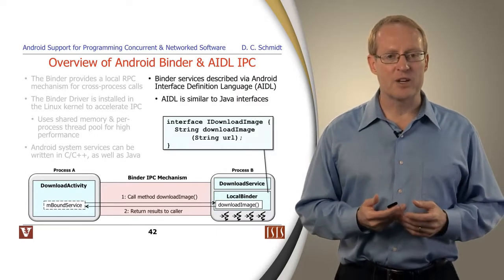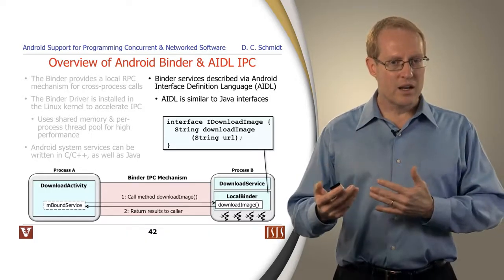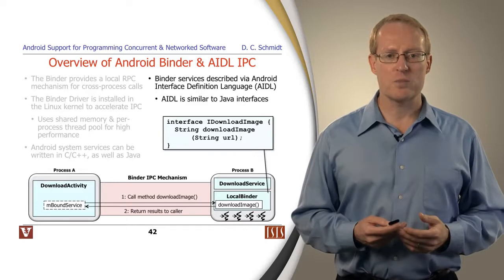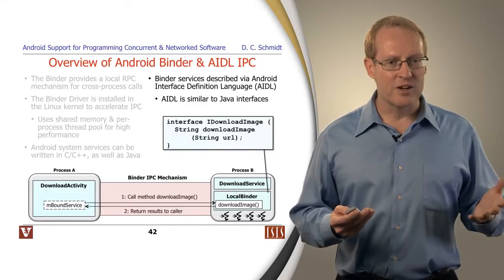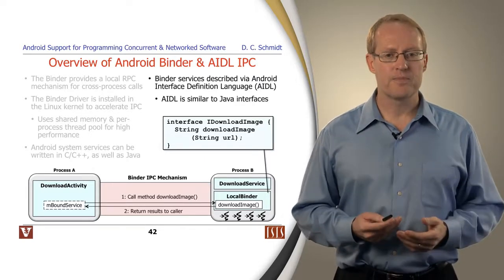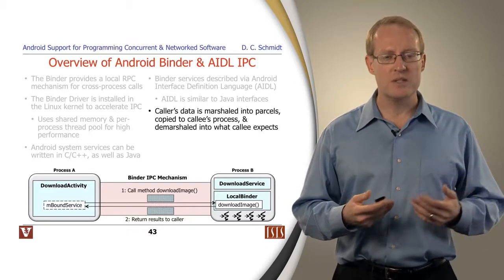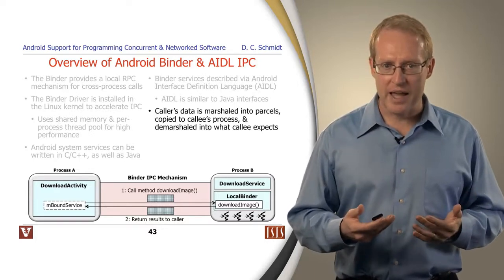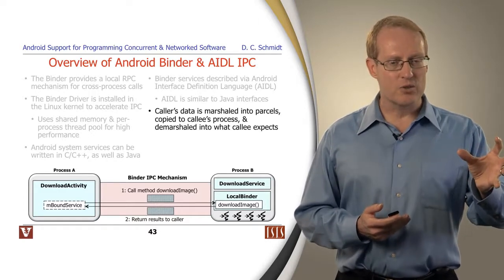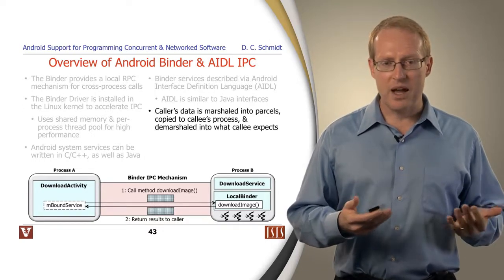AIDL, or the Android Interface Definition Language, is a Java-like interface that allows you to export methods from one object in one address space to be used by other objects or components running in other address spaces. Here's a very simple AIDL interface that defines a download image interface with a download image method. The caller's data is marshaled into something called parcels. This is done by a proxy that's automatically generated by the AIDL compiler. And this parcel is then copied from the caller's address space into the callee's address space, and it's demarshaled into the format that's expected by the callee.